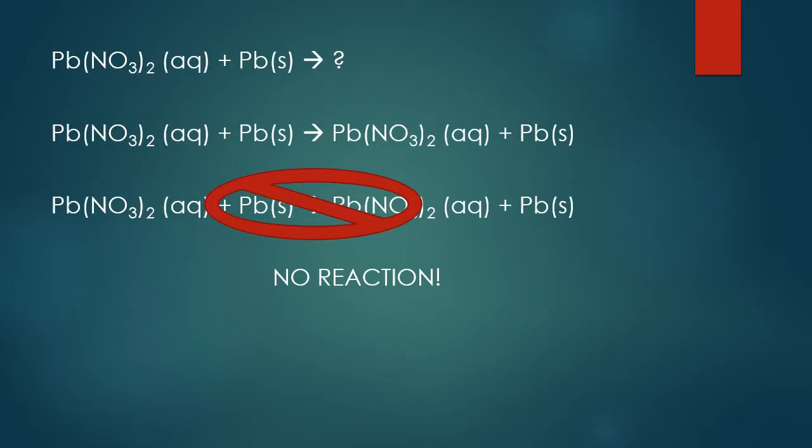So the last reaction we've already talked about, we should have already written NR there. This is where we had the lead 2 nitrate reacting with lead. So since it's the same metal, the reactants and products are the same, indicating that no reaction occurred.